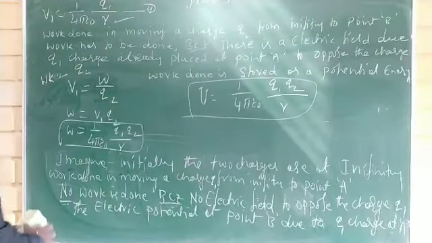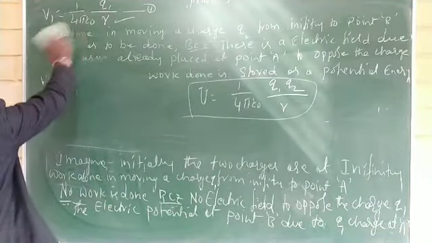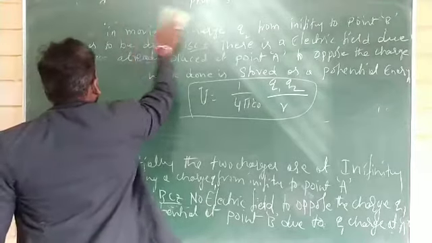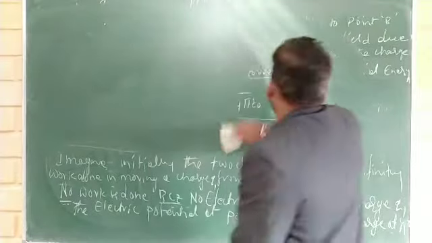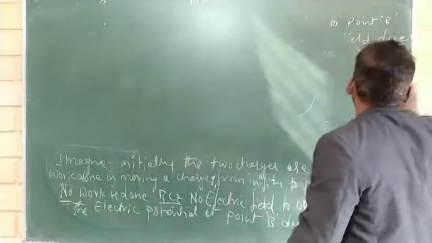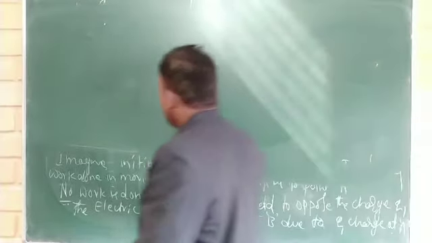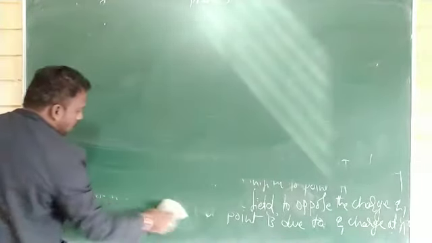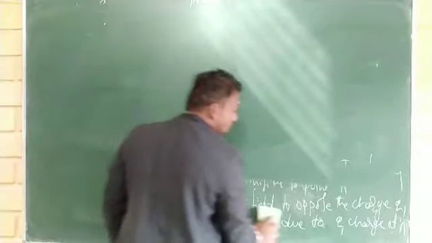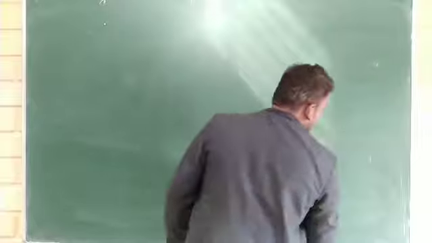Next question is the potential energy of a system of 2 point charges in the presence of external electric field. Therefore, total potential energy is equal to potential energy in the absence of electric field plus potential energy at point A plus potential energy at point B.